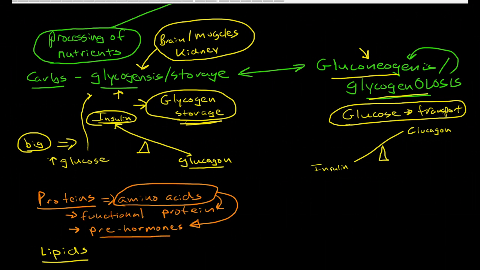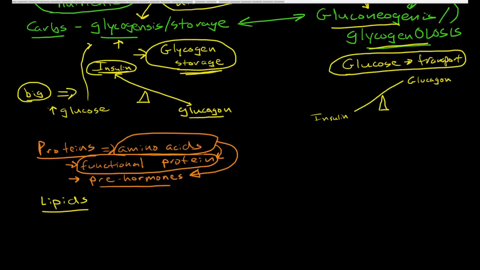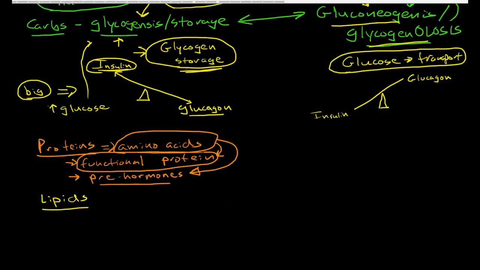And so when we start talking about the functional proteins, we're actually moving into another area of hepatic function, and that is considered the synthetic function. And we'll talk about that more later. So there's some blurring of boundaries here when we get to talking about the processing of proteins. With lipids, the liver has a very important role.